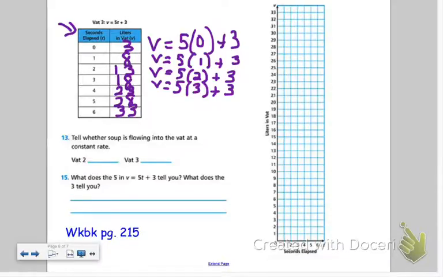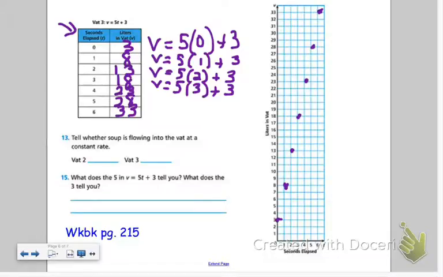So let's see, 0, 3, well that's right about here. Oops, still had the eraser on. That would be why. There's 0, 3, and then 1, 8 is here. And then 2, 13 is here. And 3, 18 is here. 4, 23 is here. And 5, 28 is up here. And 6, 33 all the way towards the top here.